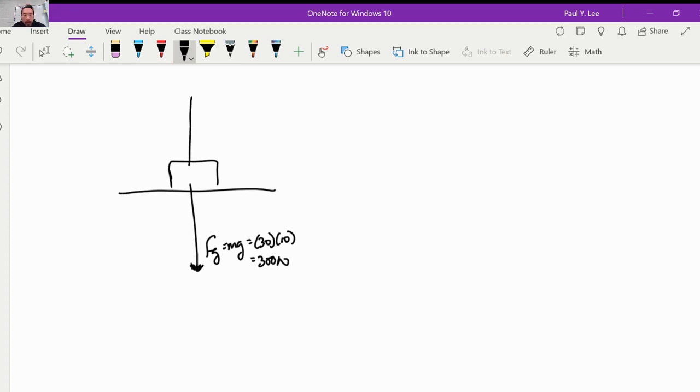All right, and then we have F of n going up. We didn't calculate that yet, so I'm not going to write anything there. We have the force of tension on the box going up at an angle, and of course this 30-degree angle, and we have this force of friction right there on the box.